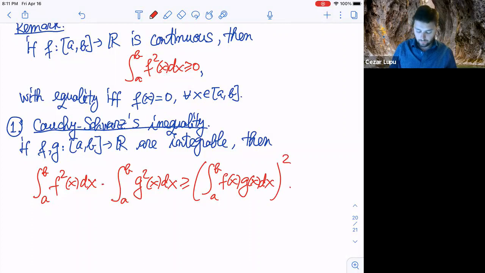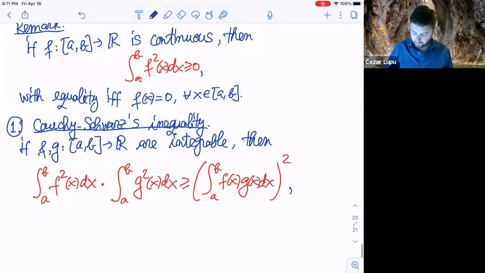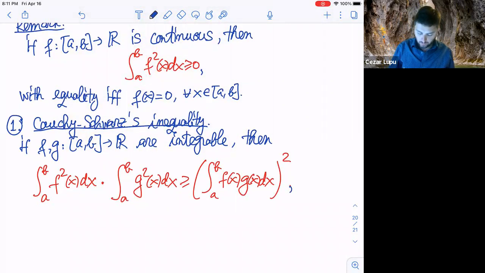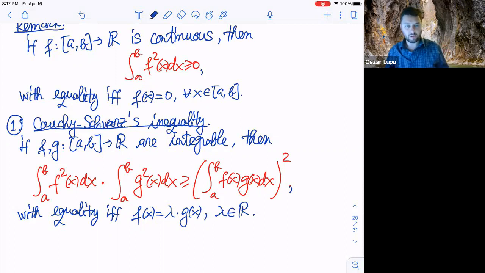We have dealt with this inequality some time ago, but with the discrete version. And with equality if and only if f of x is lambda times g of x, for lambda a real scalar. All right, so that's the Cauchy-Schwarz inequality.